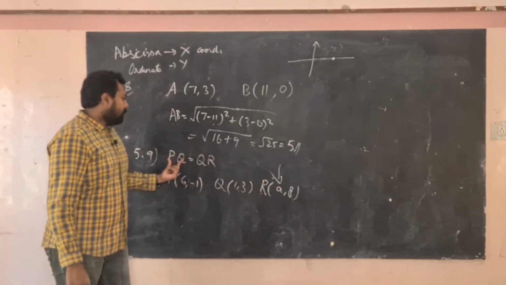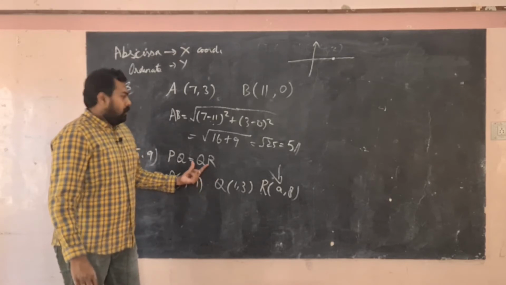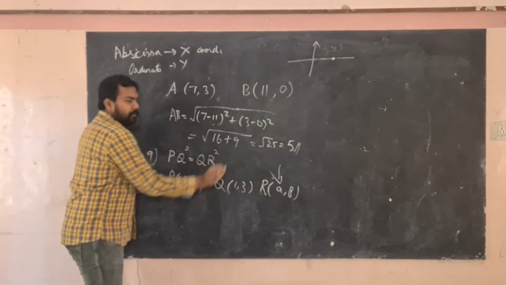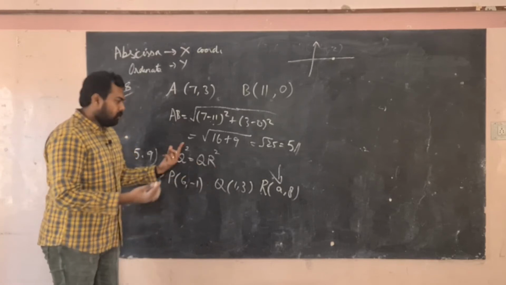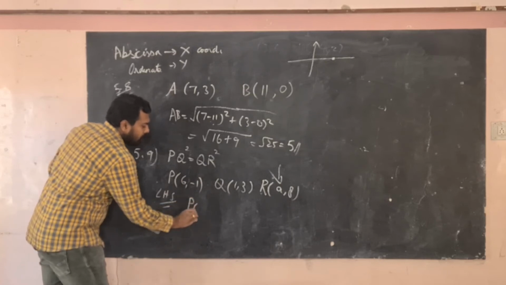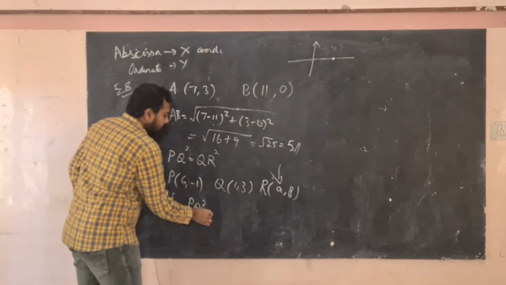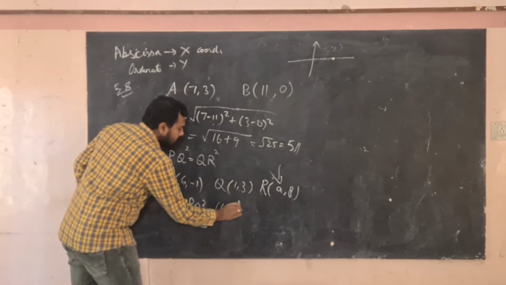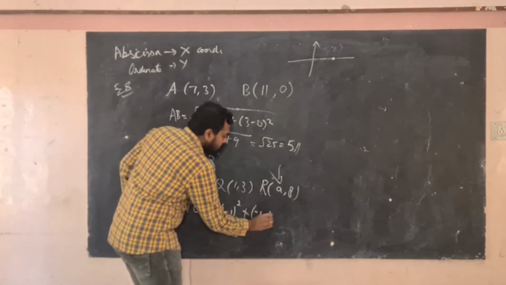Okay, so what they have given, distance PQ is equal to distance QR. So what I am going to do is I am going to square on both sides. If we square both sides, PQ square equal to QR square, right? So left hand side we will find PQ square. So since there is square, there will be no square root. Remember? Okay, so PQ square is 6 minus 1 the whole square plus minus 1 minus 3 the whole square.